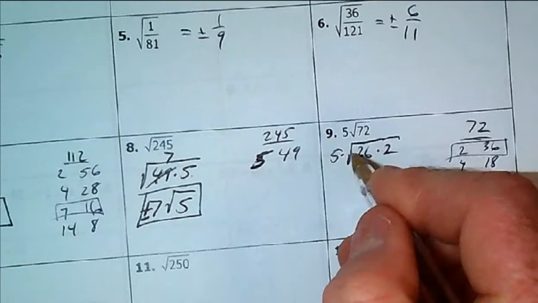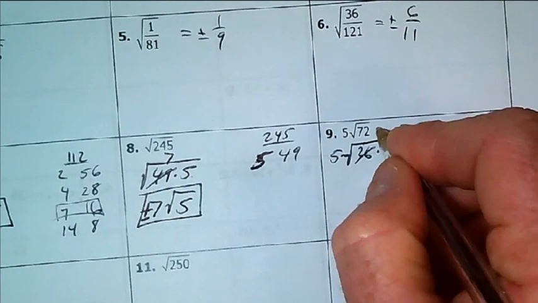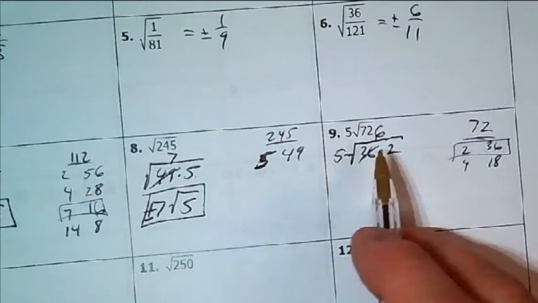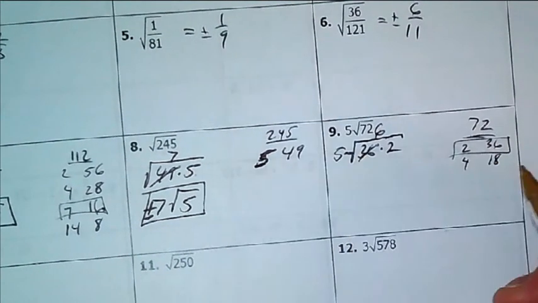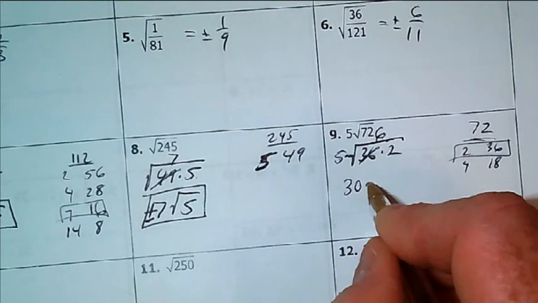Now we can simplify. What's the root of 36? 6. So that 6 goes on top. I mark out the 36 because it's gone. Well, 5 times 6. Now you multiply 5 times 6 is 30 on the root of 2.